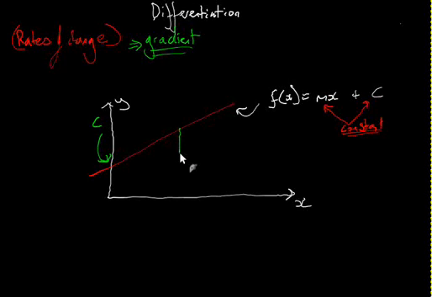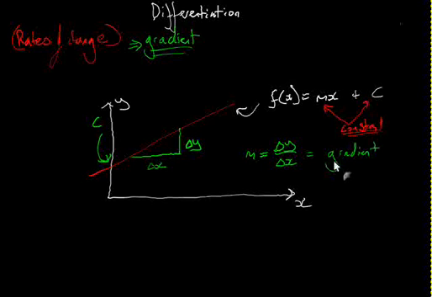The gradient is, for a straight line, the same absolutely everywhere, and we can work out the gradient of a straight line by saying extend a line downwards, and then perpendicular to that line, extend a line towards the function. We call the height of this triangle delta y and the base delta x. The gradient of this function is given by m equals delta y by delta x, and that's equal to the gradient.